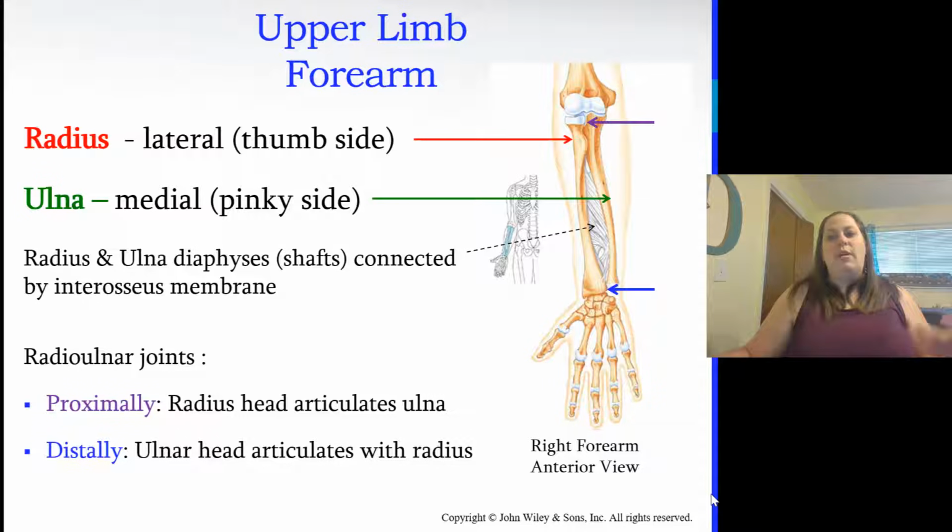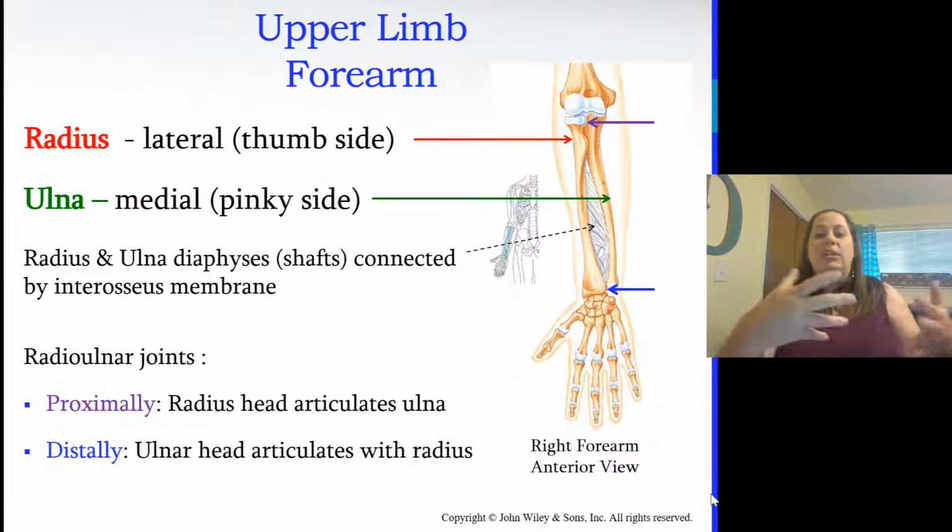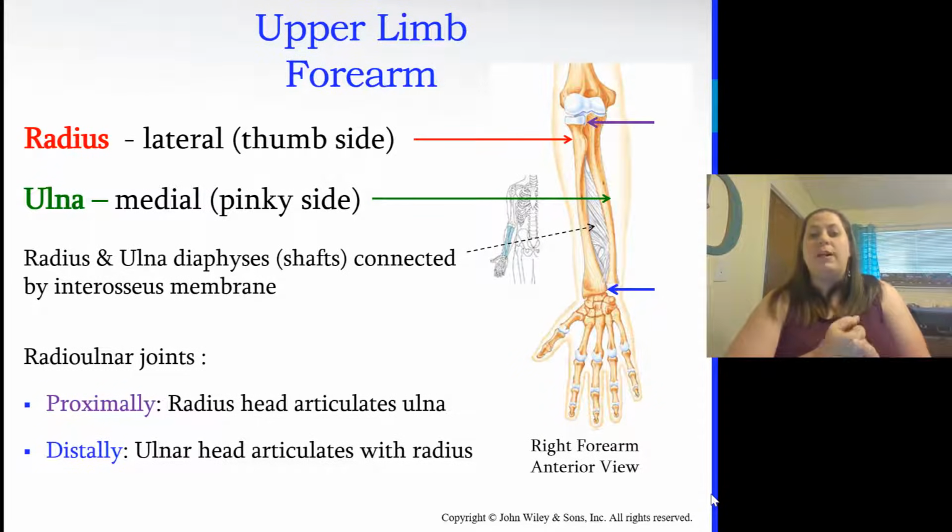All right, so moving on down, let's talk about the radius. The radius is more lateral on your hand. If you're in anatomical position, it's going to go to the thumb side of your hand, whereas the ulna is more medial and it's going to go to the pinky. The radius and ulna diaphysis shafts are actually connected by an interosseous membrane, and you can see that here. We do see what we call the radial ulnar joints, and on the proximal end, the radius head is going to articulate with the ulna, and at the distal end, the ulnar head is going to articulate with the radius. So they're kind of opposite.